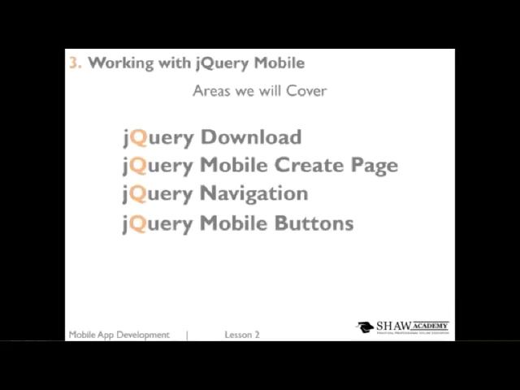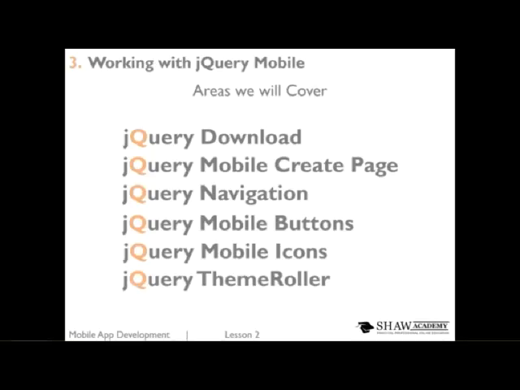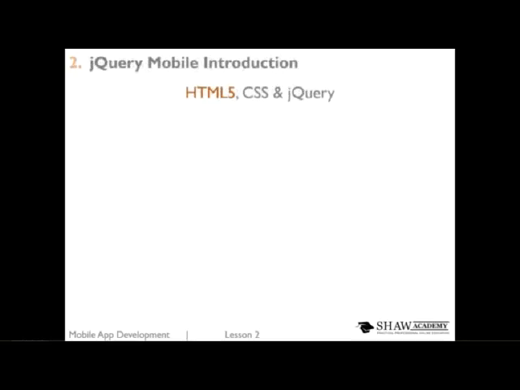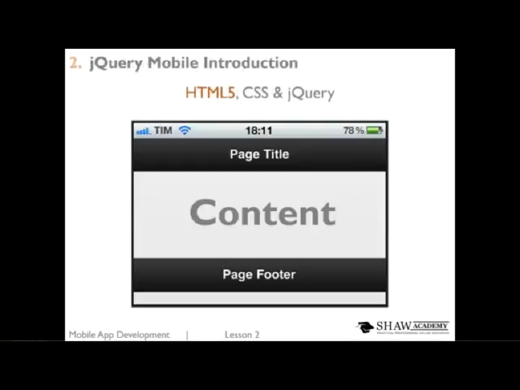jQuery Mobile buttons. We're going to create buttons for your web app, for your jQuery Mobile app. We're going to add icons to the buttons. What's an icon on a button? It could be a little plus sign beside the button. We'll have a look, you'll see. And I'm going to talk about jQuery Theme Roller. jQuery Theme Roller is where you actually give your web app the colors and all the styles. It's a really, really cool thing, and it's a shortcut as well. So we're going to do that.